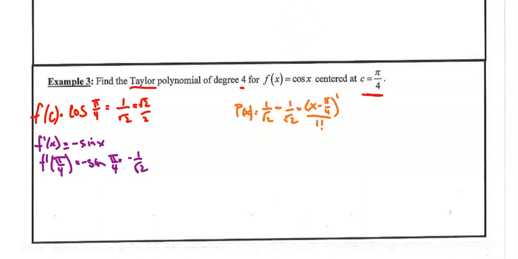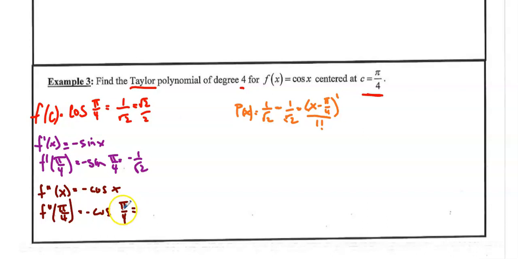All right, so let's look at the next one. We're going to find now the second derivative. This next term is all about the 2's. So we're going to find the derivative of negative sine, and we're going to get negative cosine of x. We're going to go ahead and plug in pi over 4 to that, and we're going to get negative cosine of pi over 4.